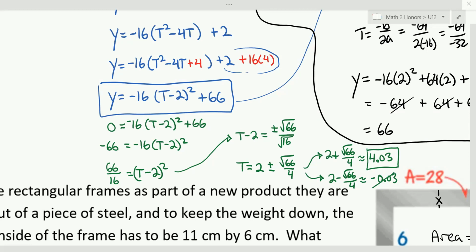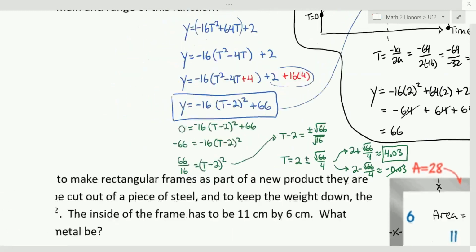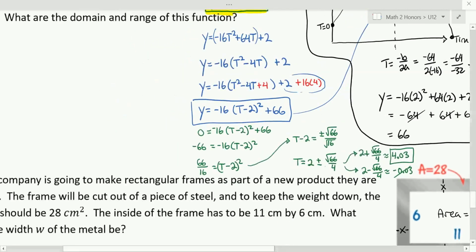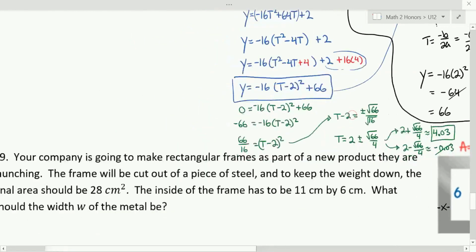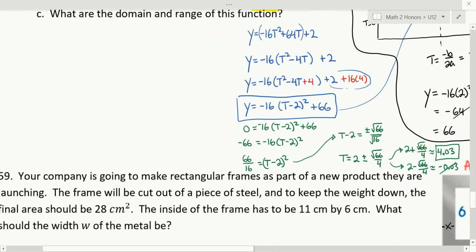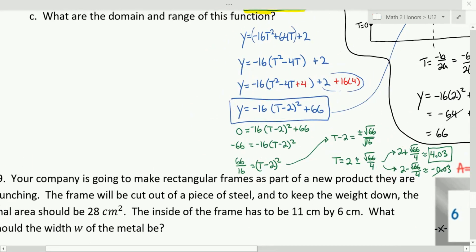So I know these are big problems, but they're bringing out a lot of stuff that we need to remember. All the kinds of solving, good rich problems here. We got one more question on this problem, and that's what is the domain and the range of the function that they give us? Okay, and we'll start with the domain.